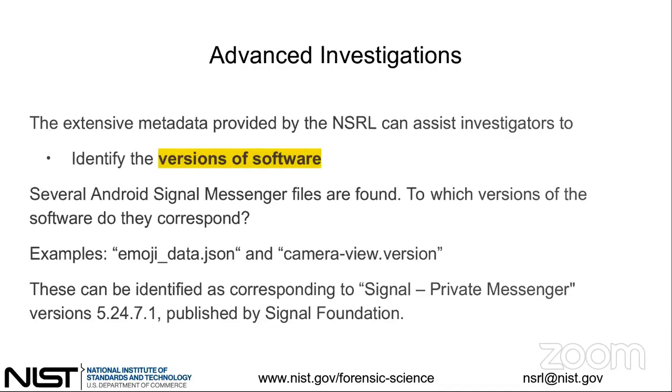Also, to identify versions of software. Let's say that several Android Signal Messenger files are found. To which versions of the software do they correspond? So you might, looking through the device, if you do a logical image and are able to look at some of the files and file names on the device, find something called emoji_data.json or camera-view.version. You could actually do a query and see what version of Signal theirs might be from, or what version of any app theirs might be from.